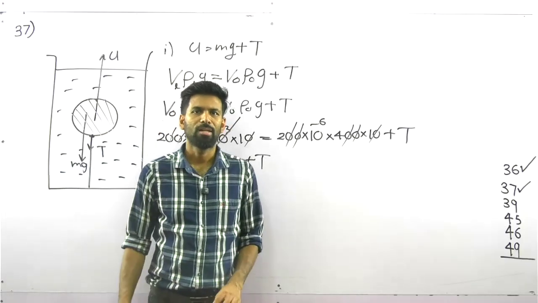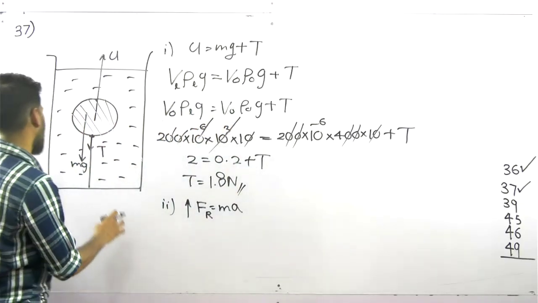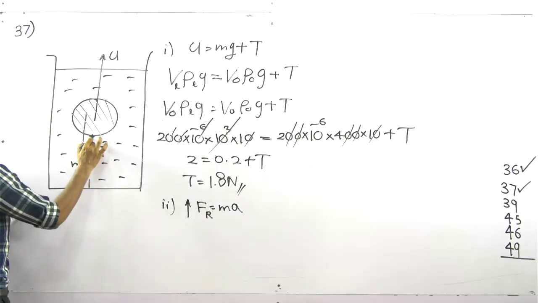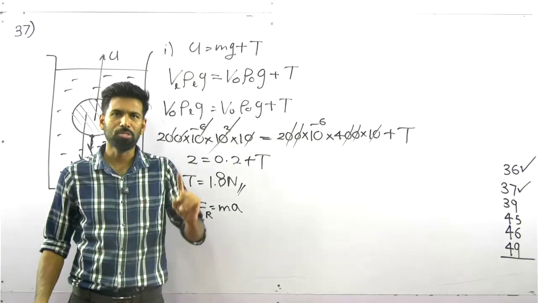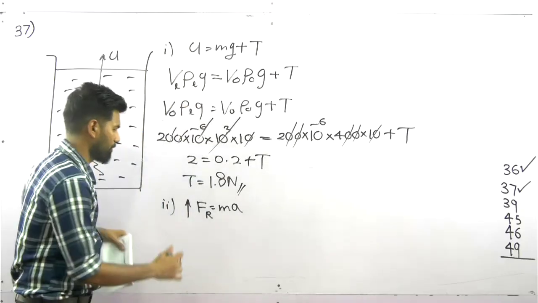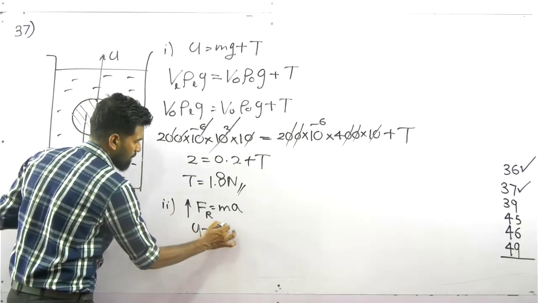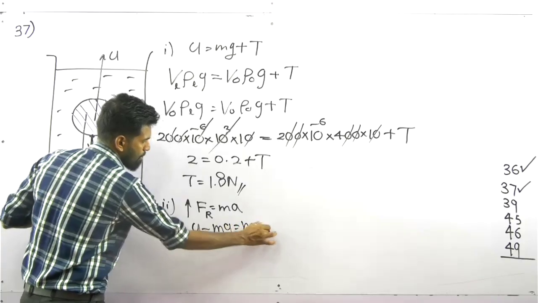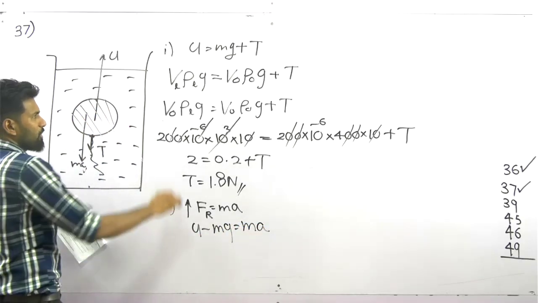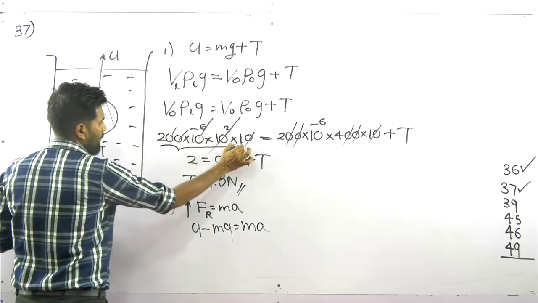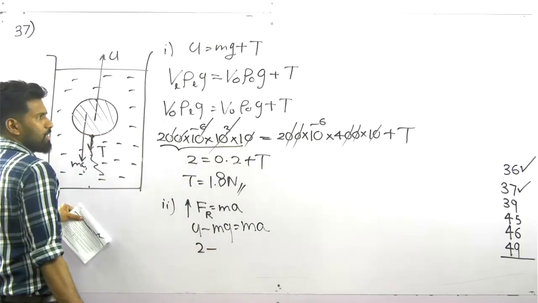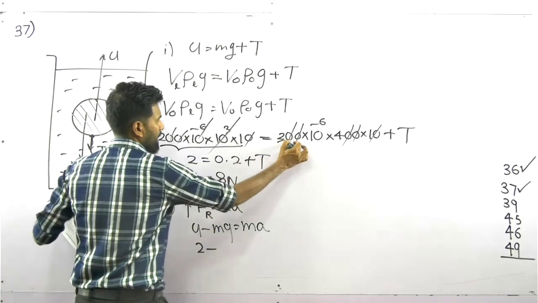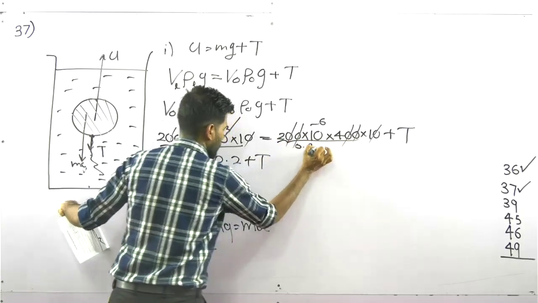Now the string is no longer there. The string is cut, so the resultant force is upthrust minus mg, which equals ma. Upthrust is equal to 2. From the calculation, you know that the weight is 0.2.